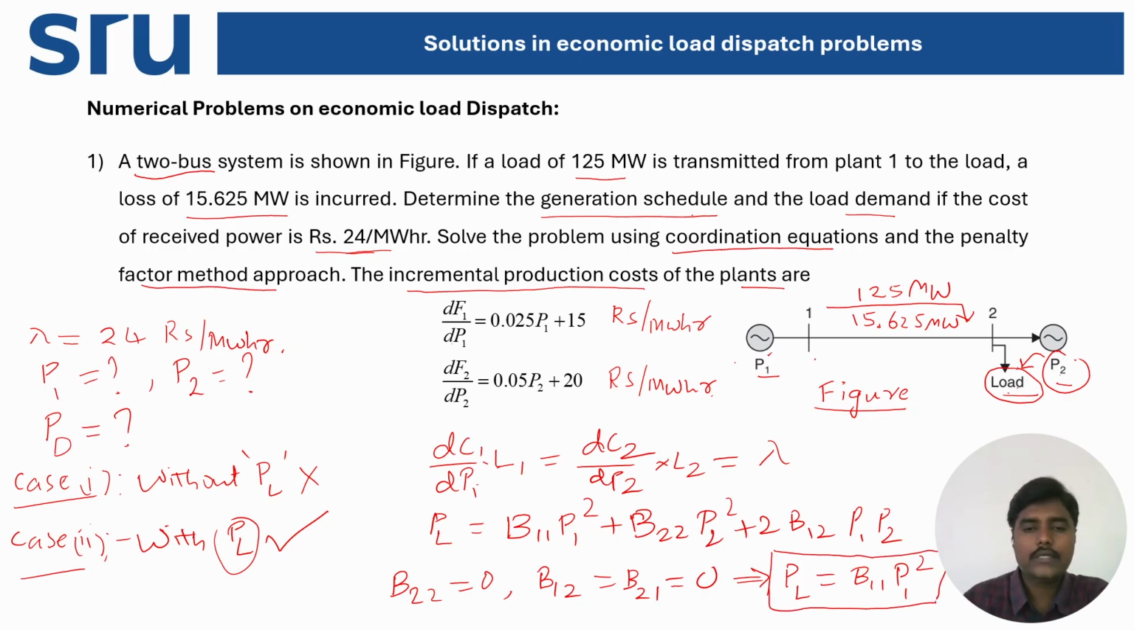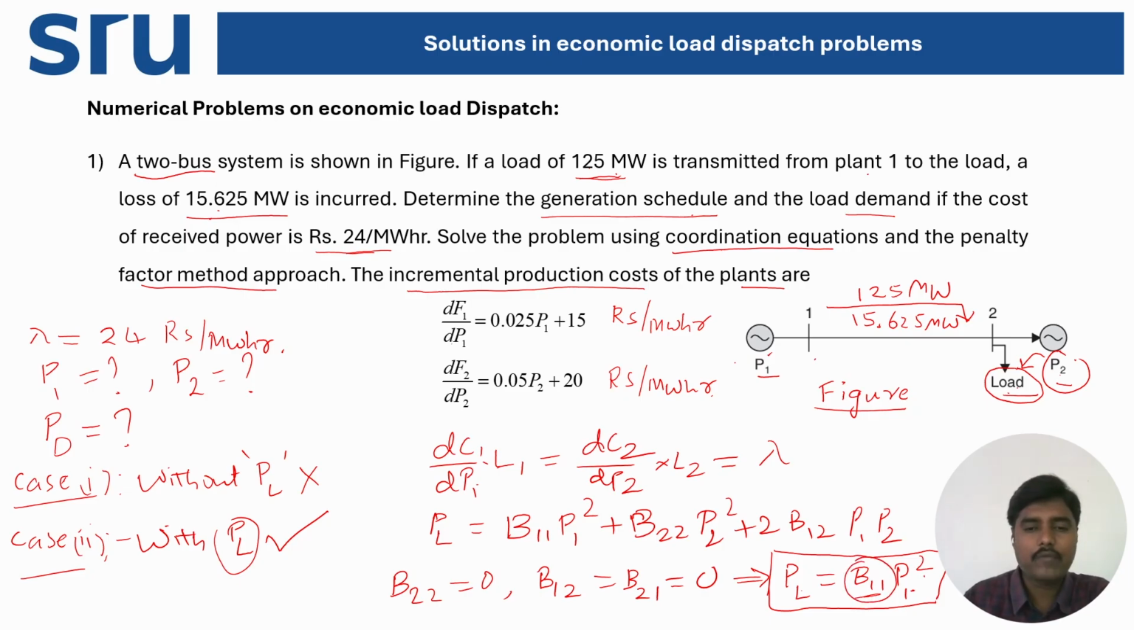Now here, if you want to find this loss coefficient, you need the loss value and also the P1 value. This information is very clearly given in the problem statement. 125 megawatt is being transmitted from plant 1, and then this is the loss, 15.625. So you can substitute this 125 as P1 here and 15.625 megawatt in the place of PL. Then you can determine the B11 loss coefficient.